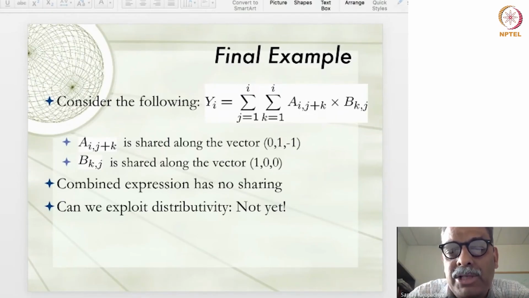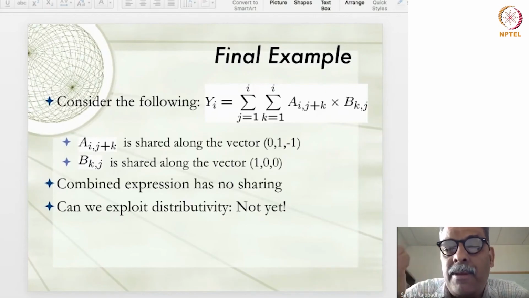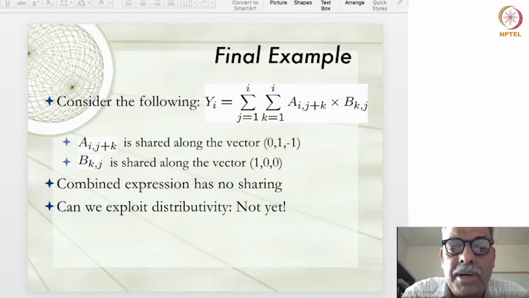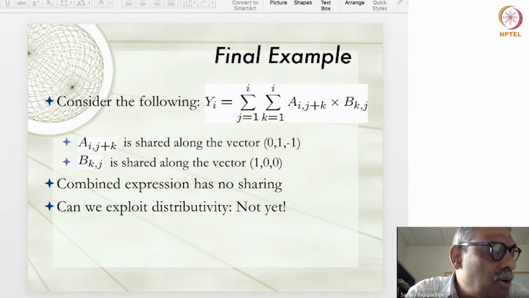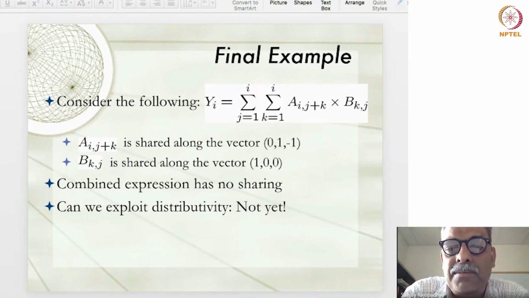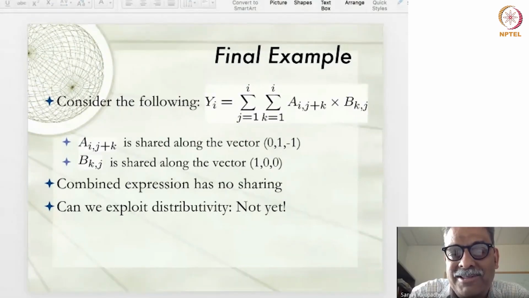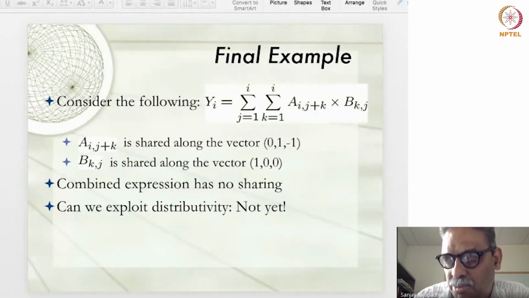But along these directions, I cannot somehow pull out something outside the sigma. None of these terms can be pulled outside the summation. Do you agree? Just think of it as doing some sort of algebra. Yes, we can't pull it out. So you cannot exploit distributivity.